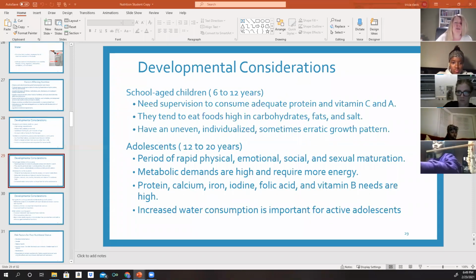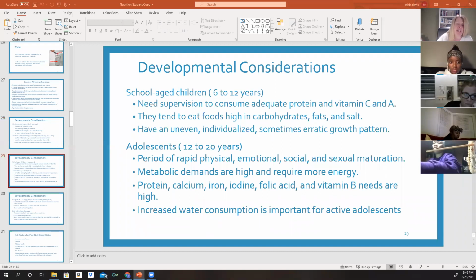All right. School-age children 6 to 12 need supervision to consume adequate protein, which includes vitamin C and A. They tend to eat foods that are high in carbohydrates, fats, and salt. They love that processed food. They have increasing energy patterns that need to be balanced with foods that have a very high nutritional value. So these kids are running around playing a lot of sports. They're involved in different activities. We need to make sure that we're balancing that energy need with good solid food.